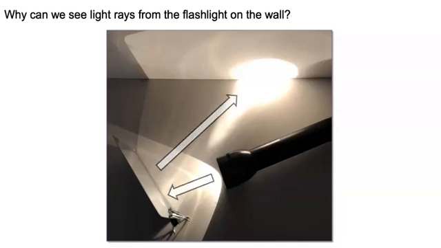The light ray bounces off the surface of the mirror. This is called reflection. Reflection is when a light ray bounces off the surface of an object. We saw reflection when the light ray hit the surface of the mirror.